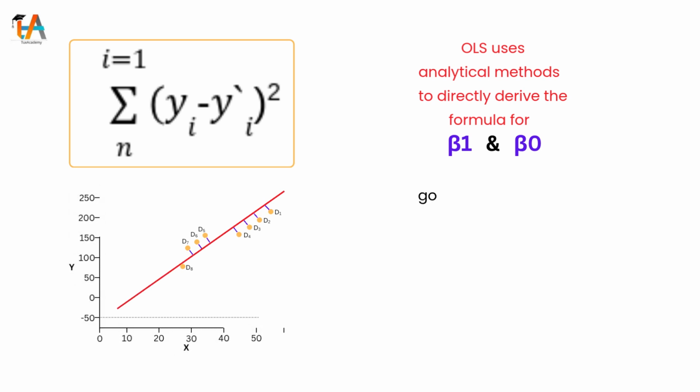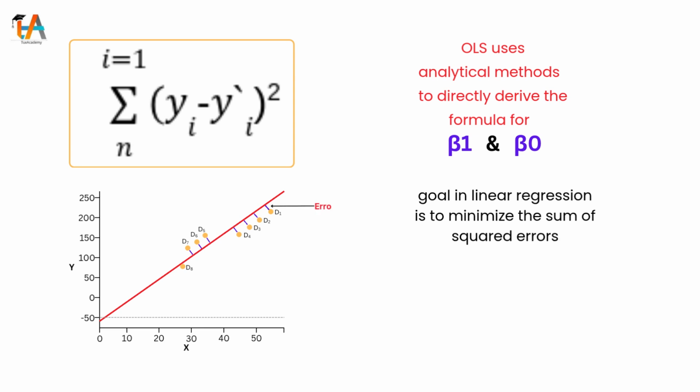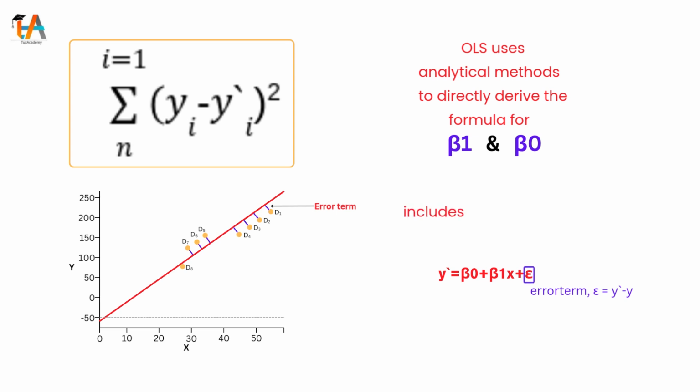Since the goal in linear regression is to minimize the sum of squared errors, the error term must also be included in the linear equation. After including the error term in the linear equation, our linear equation becomes as shown. Here, the error term includes all the unknown factors that affect y.